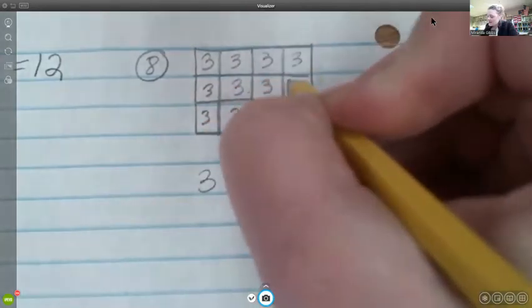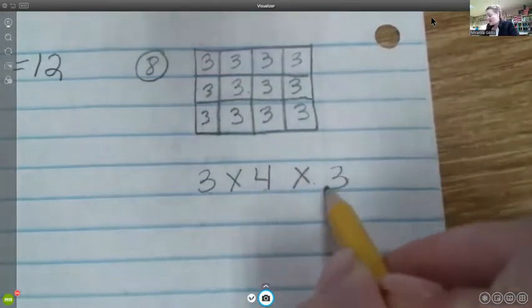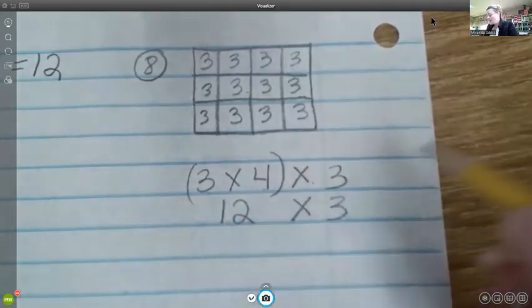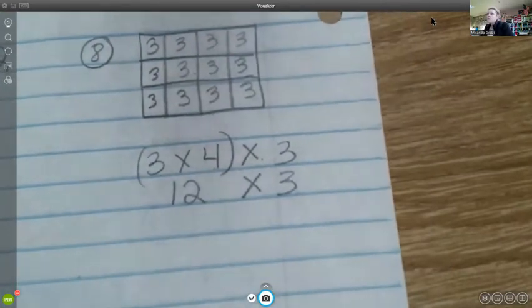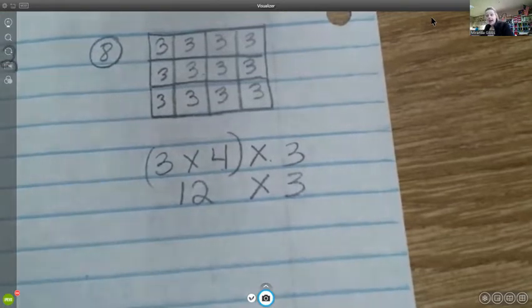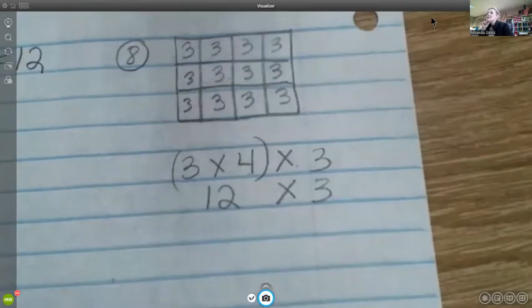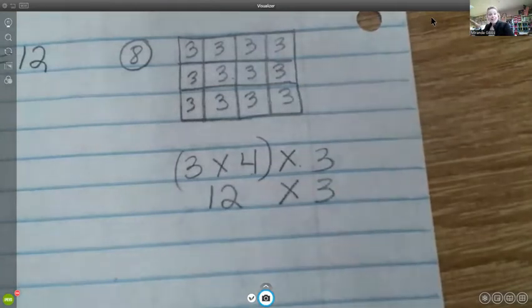All of those 3s. We have 12 3s. 3 times 4 times 3. 3 times 4 is 12, and 12 times 3. Well, I could skip count by 3s all the way up. I could sing my song. I could add 12 plus 12 plus 12 because that would be 3 groups of 12. That's the flipped property. But I know when I sing my 3 songs, I go 30, 33, 36. So 12 times 3 is 36.